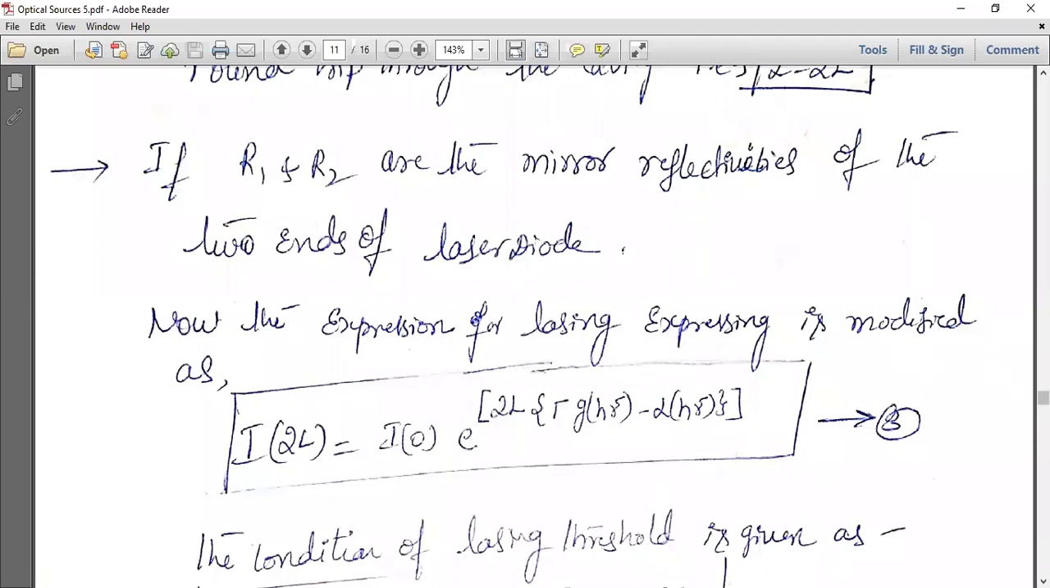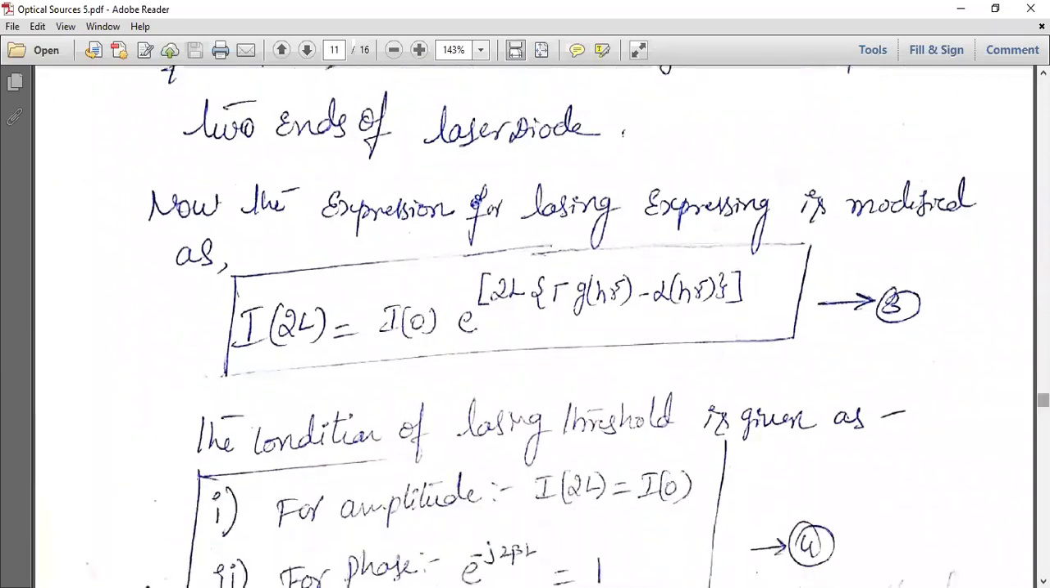The current is generated after the light comes out from that particular lasing area. When Z is equal to 2L, just replace Z with 2L wherever you had Z earlier. So 2L replaces Z. Once you remember one equation, you can write down the other equations also.